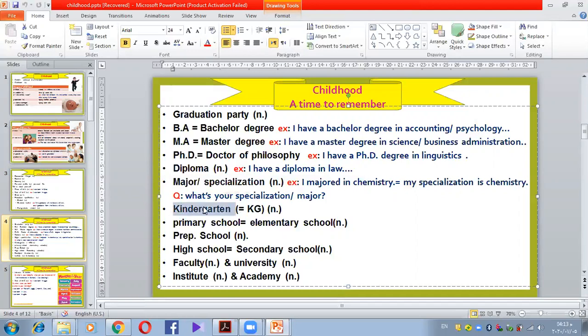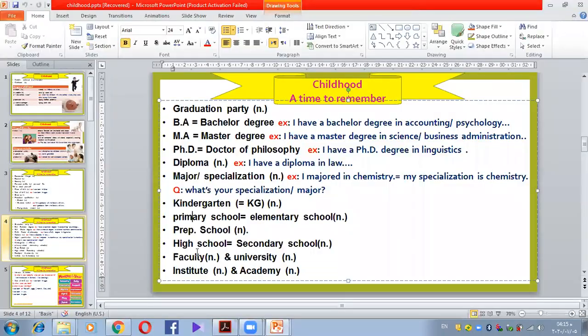Then we have the different schools. How can we name them? The KG. KG, what is meant by KG? The kindergarten, for example. Kindergarten when you were a kid, okay, or when you were young. Then the primary school, or the elementary school, primary one, primary two, primary three, and so on until you have primary six. Then we have the prep school. We have 3 years, and then we have the high school or secondary school, 3 years as well, and then we have faculty or the university. Or if you didn't get into the university or the faculty, you can have institute or academy. Okay, so these are the stages of study.